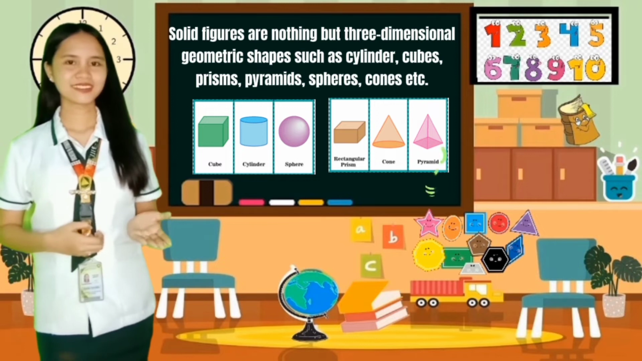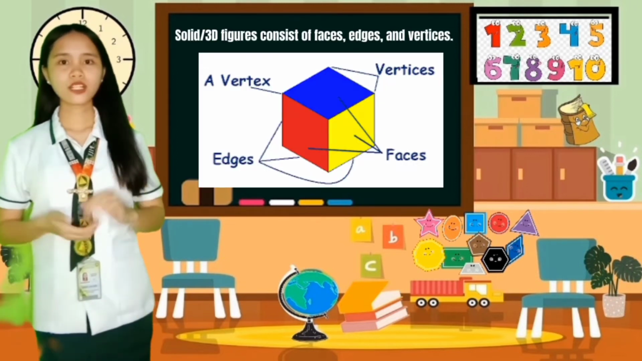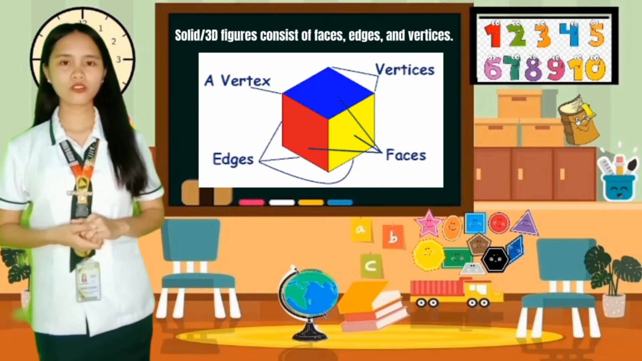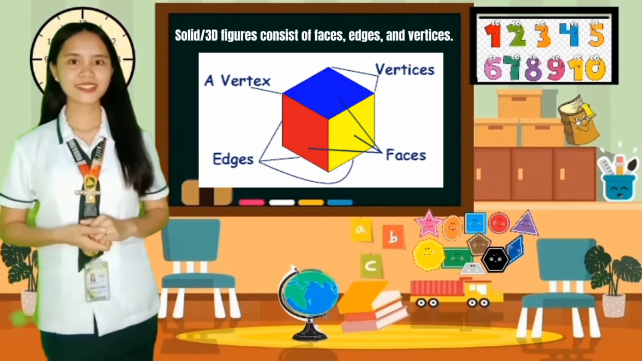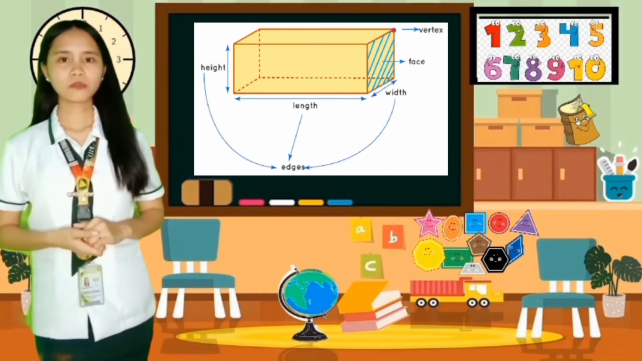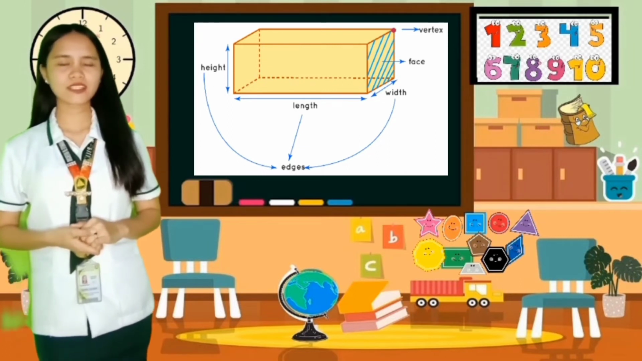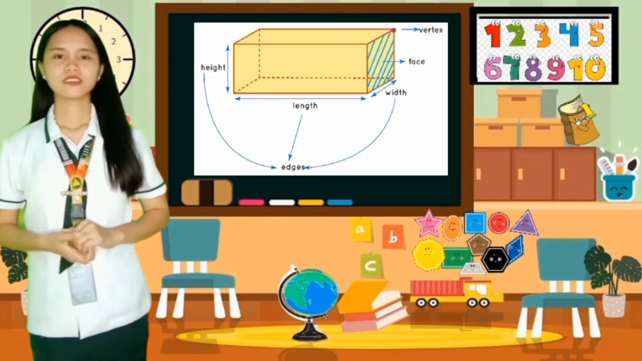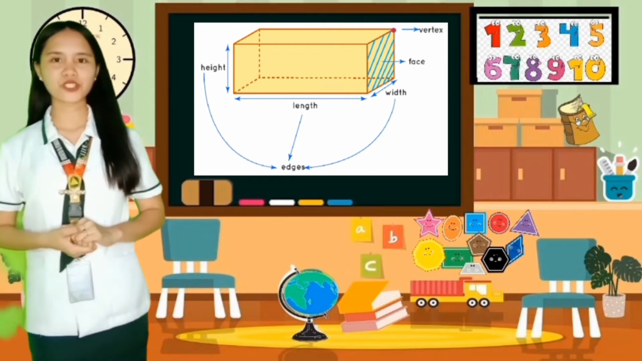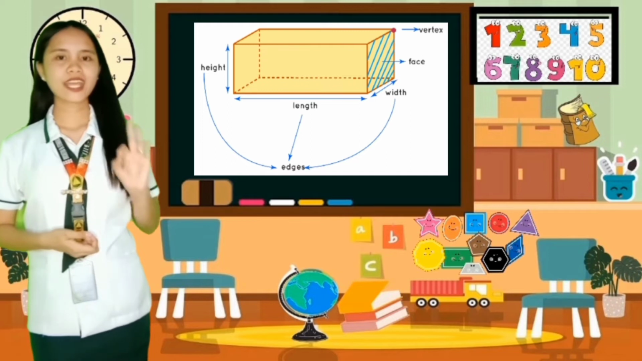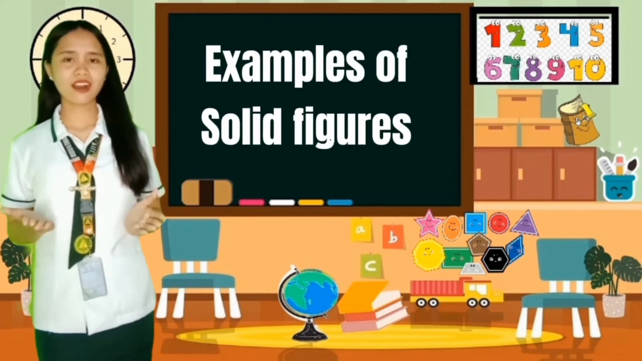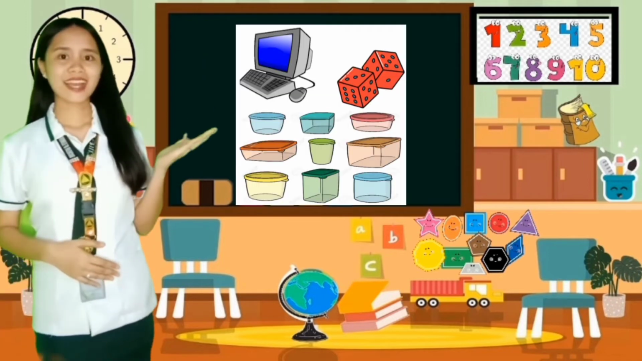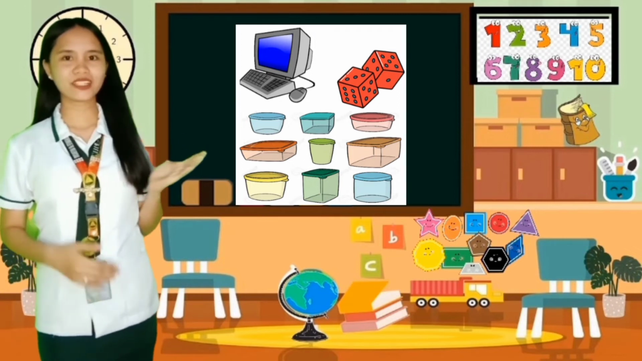Yes, Joanna? Very good. So solid or 3D figures consist of faces, edges, and vertices. The flat part of the solid shape is known as face. Each corner of the face is known as a vertex. The point where two faces meet is known as the edge. The solid figures contain three dimensions, the length, width, and the height. Examples of solid figures are computers, dice, containers, and so on.